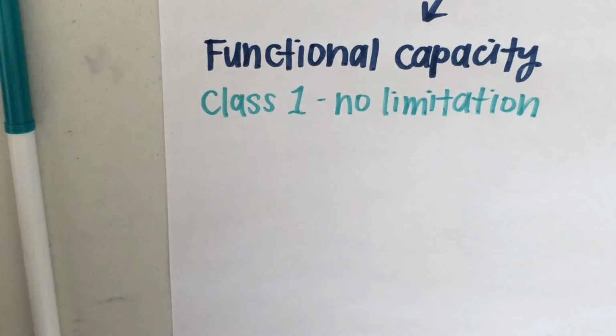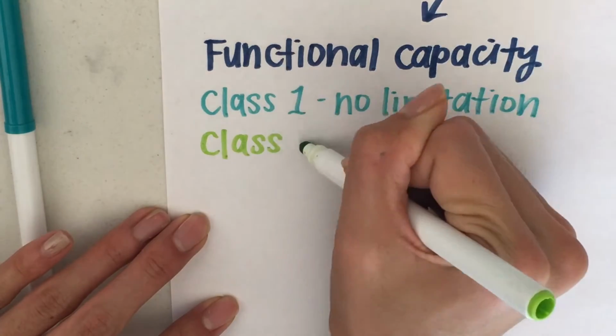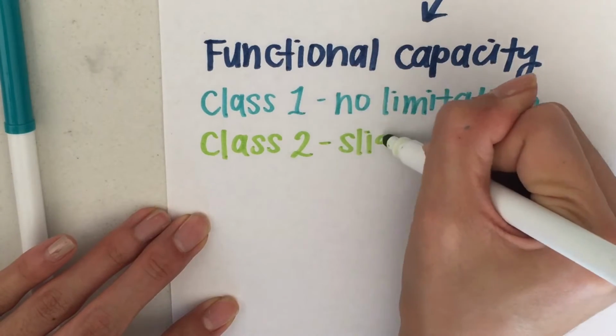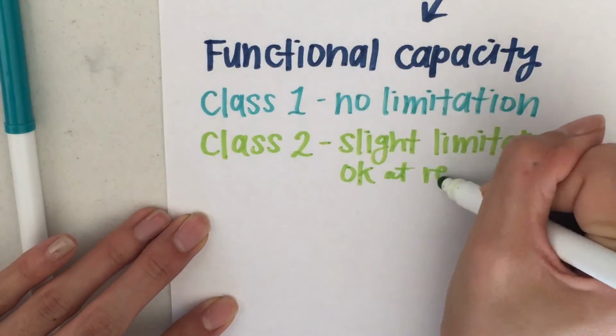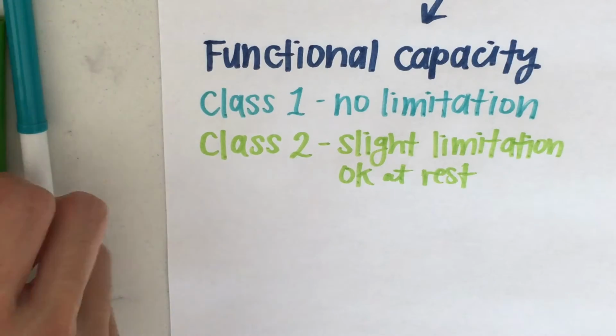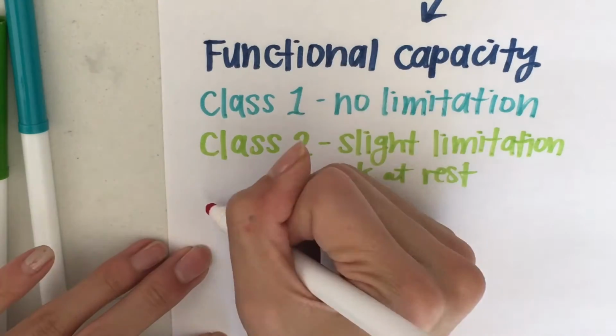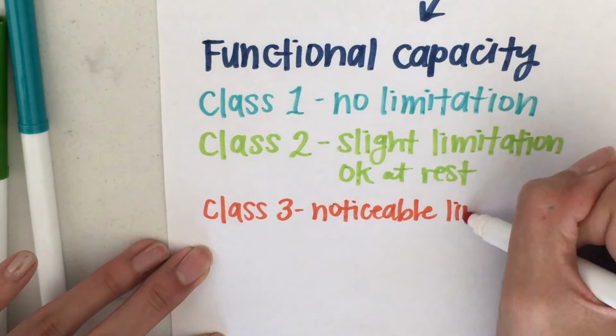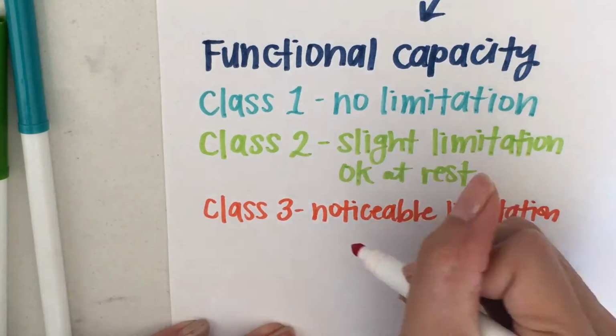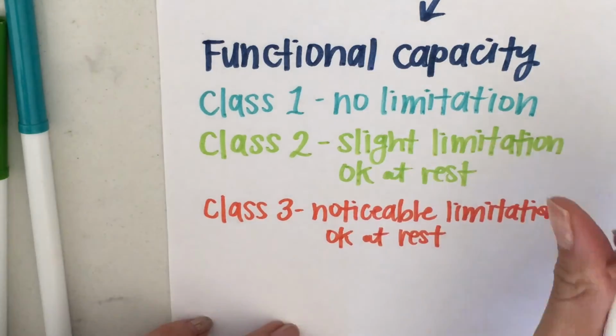Class 2 is patients with slight limitations in the amount of physical activity they can do. They're comfortable at rest, but ordinary physical activity results in fatigue, palpitation, dyspnea, or angina pain. Class 3, the patients have marked or noticeable limitation in their activity. Again, they're comfortable at rest, but less than ordinary activity causes heart symptoms.